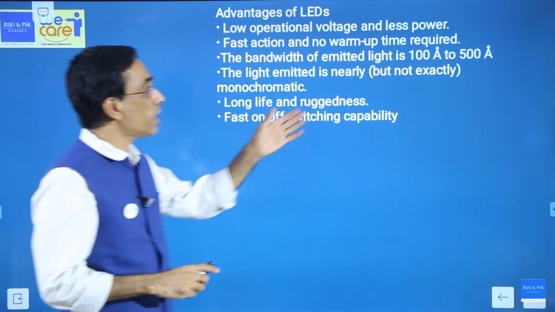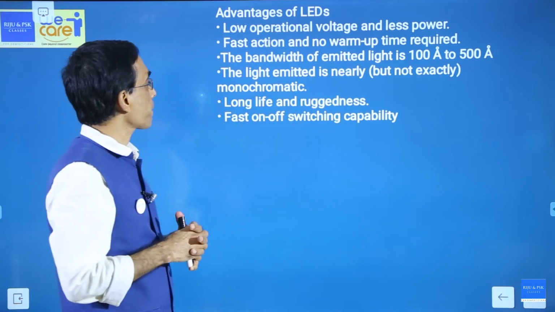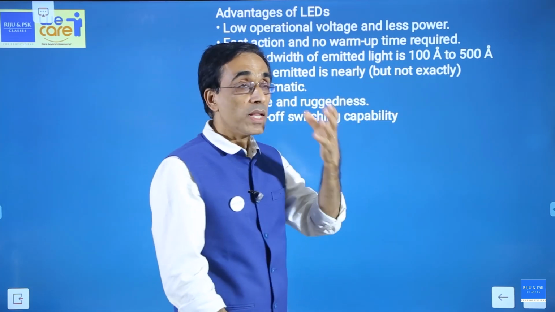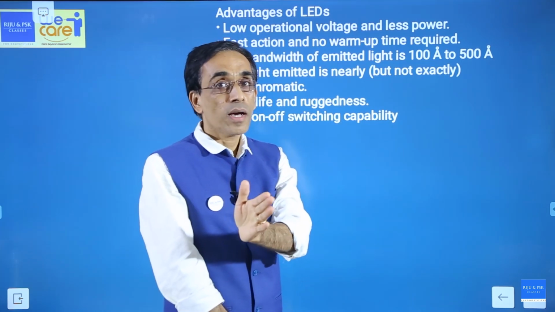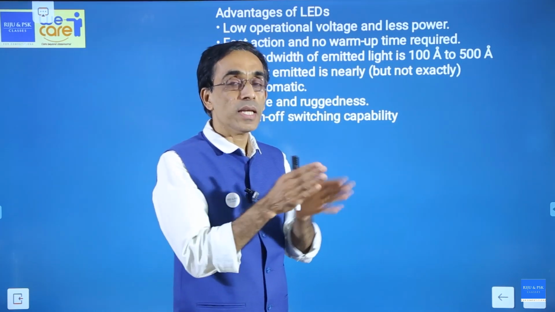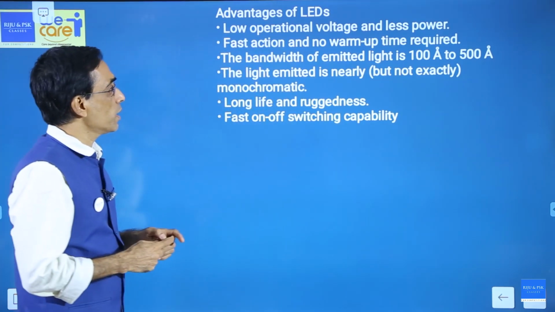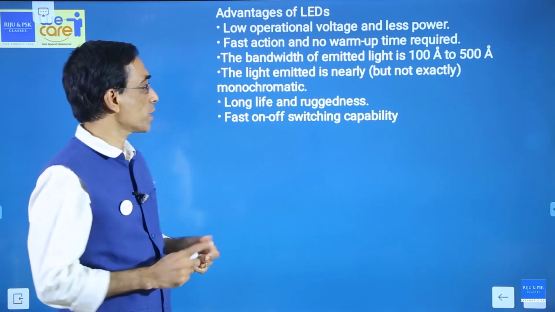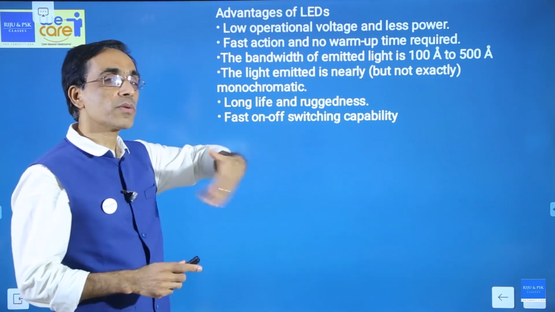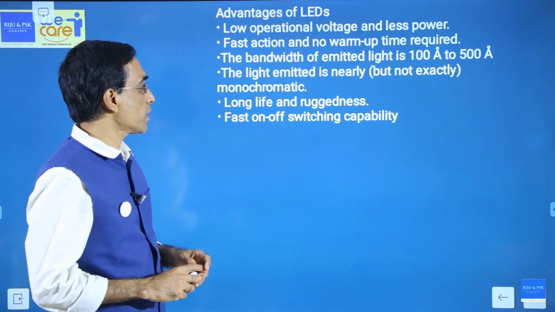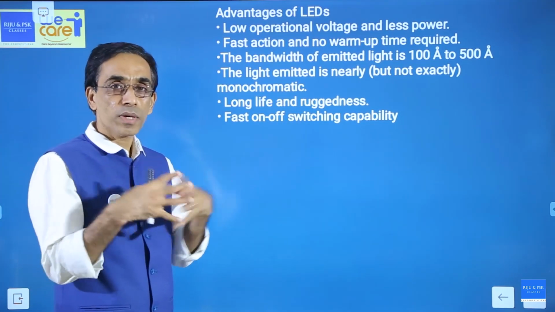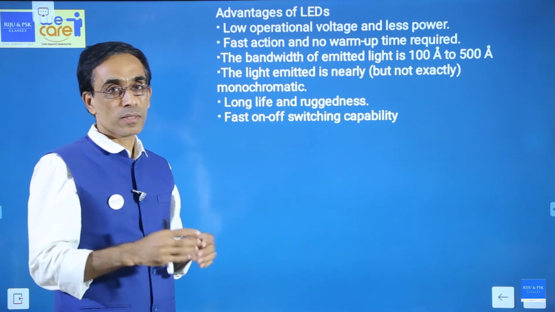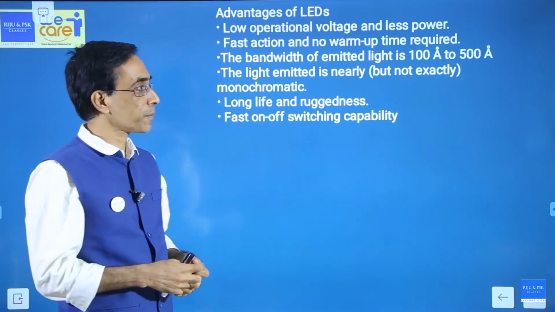The bandwidth is 100 Angstrom to 500 Angstrom. That means the variation is very small. See, this is not the wavelength produced. The wavelength produced is between 4000 to 7000 Angstrom, but the bandwidth, the variation in a particular light, is very small. Light is nearly monochromatic, so a single color can be produced, either red, blue, yellow, etc. Long life: it can work for years and years. Rugged means there are no mechanical moving parts. Even if you throw it to the ground, it will not break. Fast on-off switching capability: it is very fast in responding.